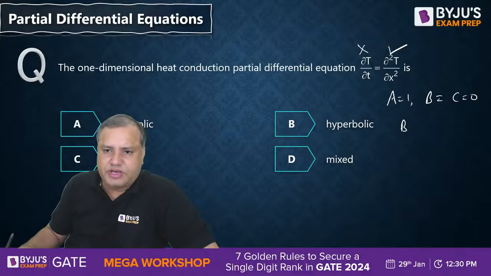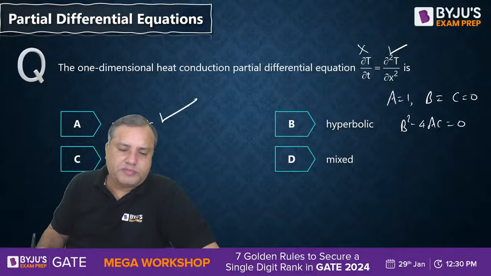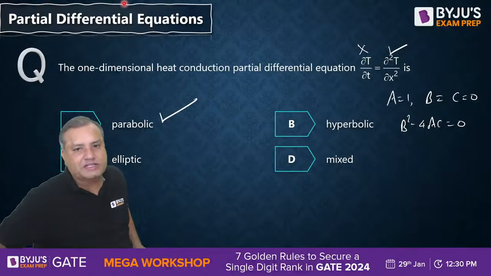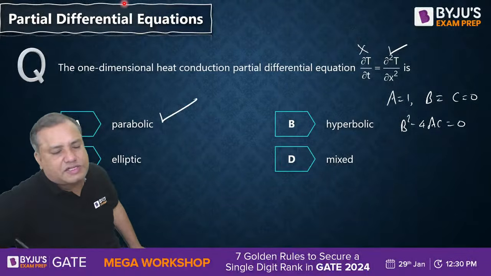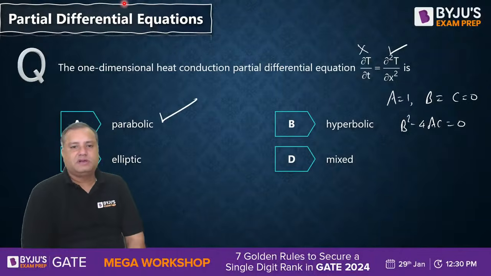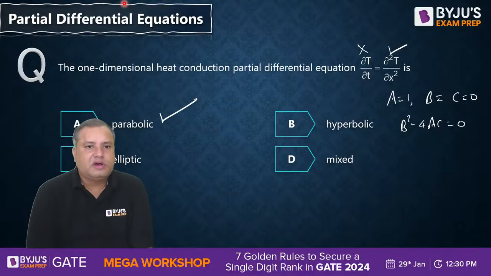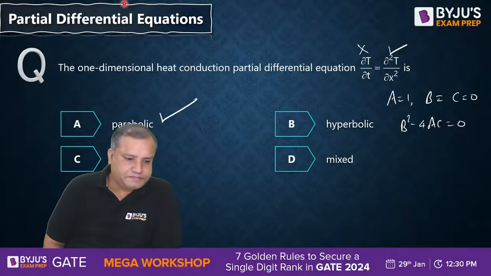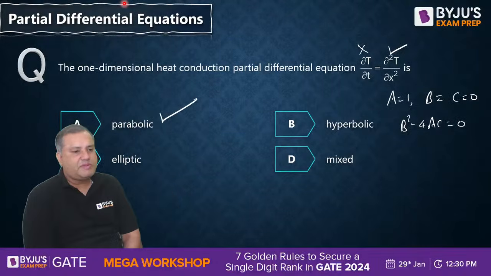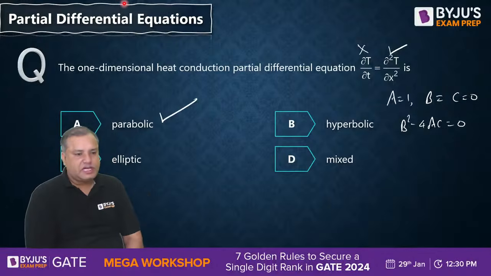So B square minus 4AC will be 0. So it will be a parabolic equation. If someone asks you directly, what is the type of one dimensional heat equation, one dimensional heat equation is parabolic. Yes, what about others?